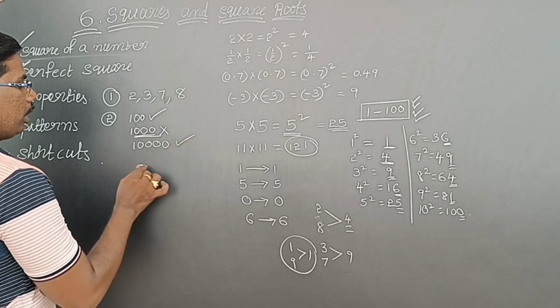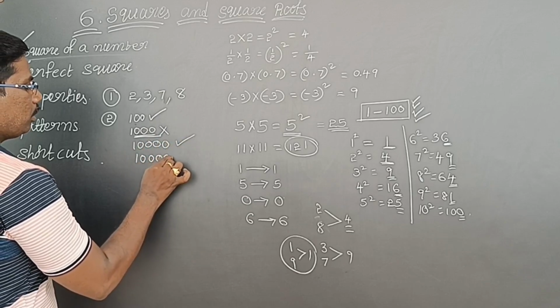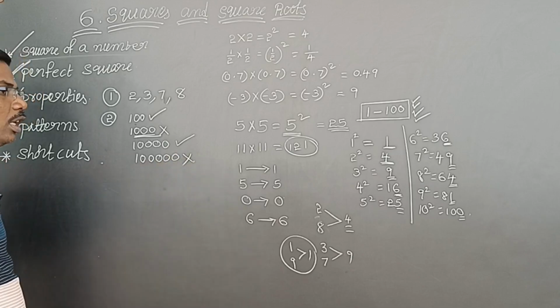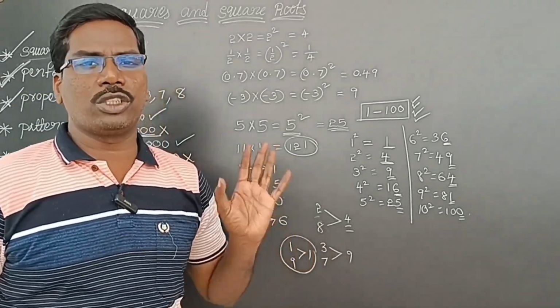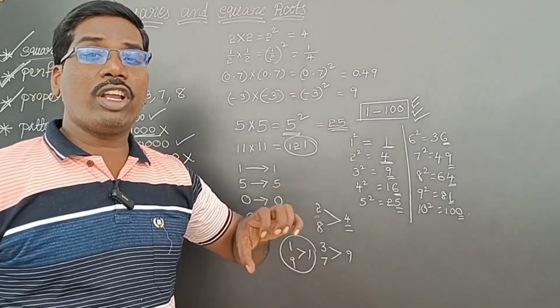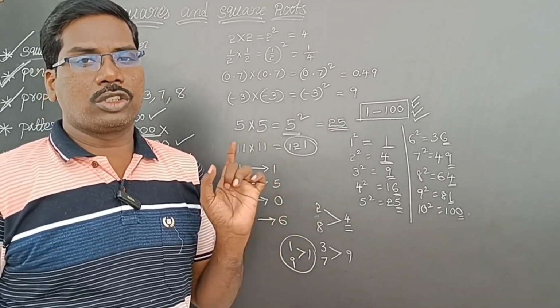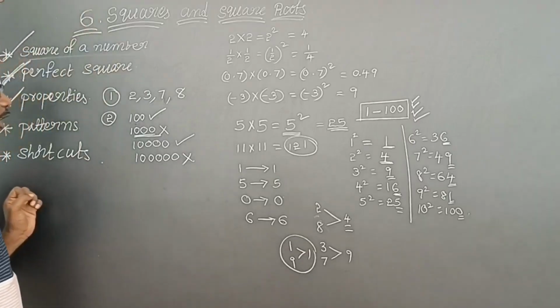This is 100 square. And 1 lakh is there. This is not a square because it has an odd number of zeros. The square numbers never end with an odd number of zeros. So this is the second property.